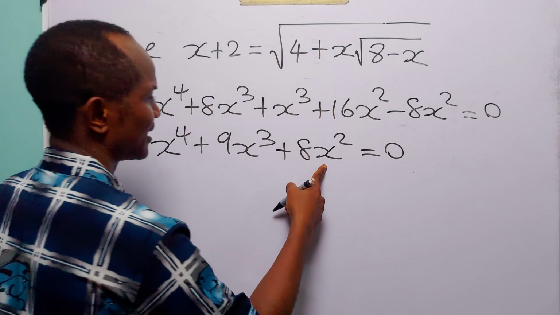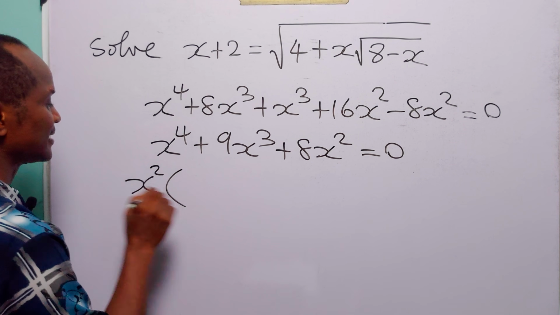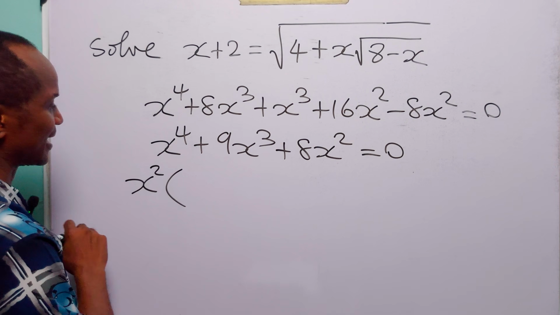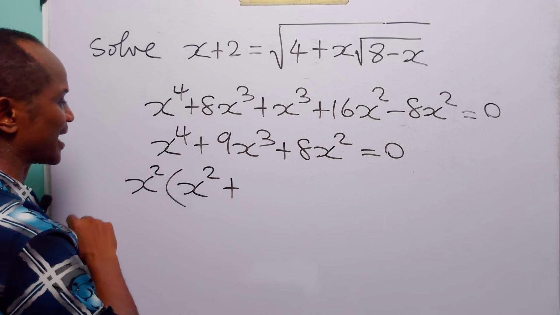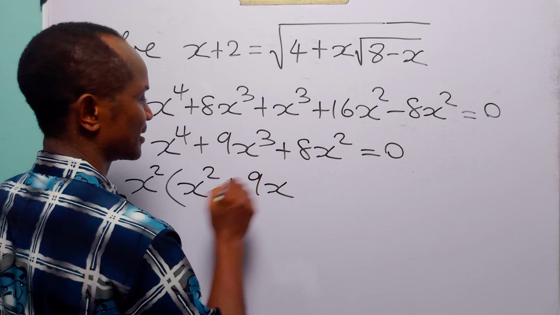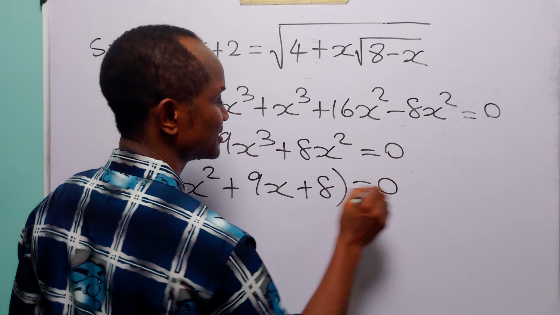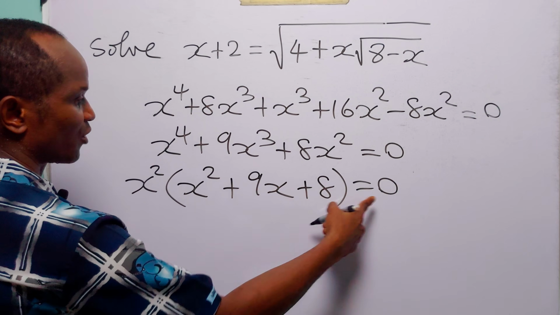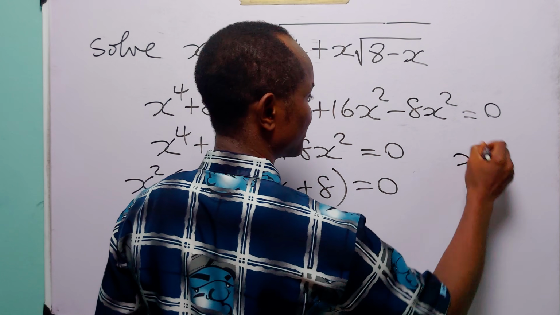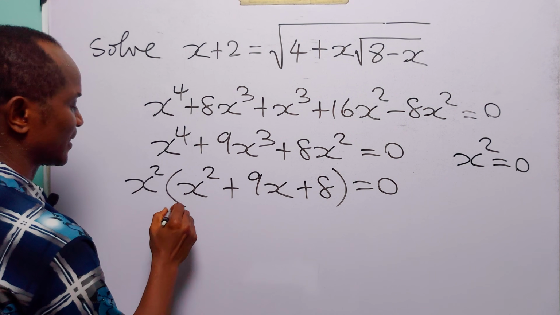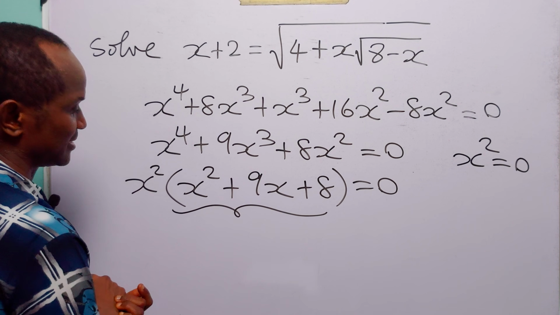Now, when we look at these three terms, we are going to see a common factor, which is x². So here we have x² into x⁴ divided by x² is going to give us x². 9x³ divided by x² is going to give us 9x. And 8x² divided by x² is going to give us 8. And this is equal to 0. Now, from this equation, it's very easy to see that either x² is equal to 0 or x² + 9x + 8 is equal to 0.